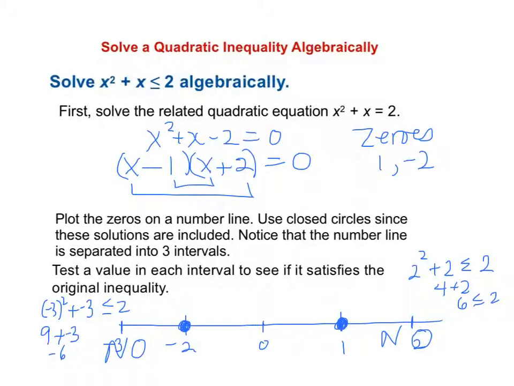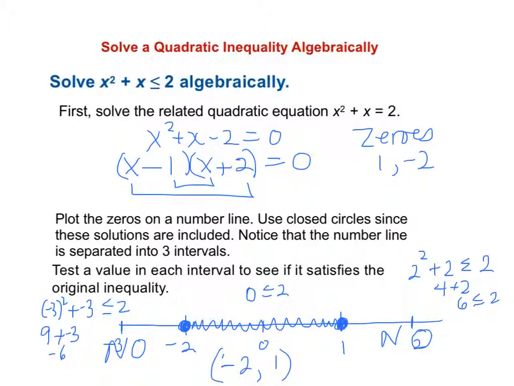So most likely this middle interval will be true. Okay? So let's see. So if I put a 0 in, is 0 less than or equal to 2? Yes. So this would be your interval. So the answer to this question will be -2 to 1.